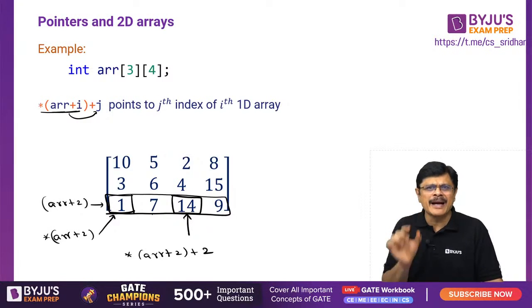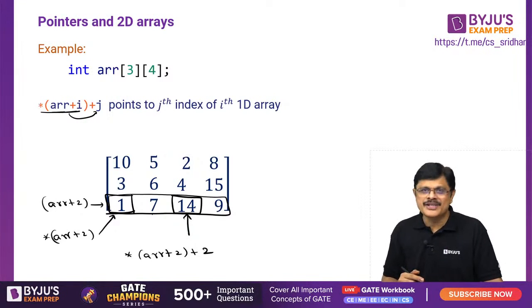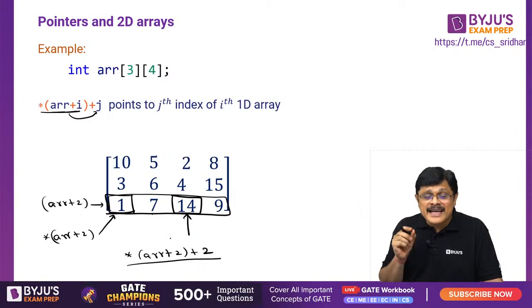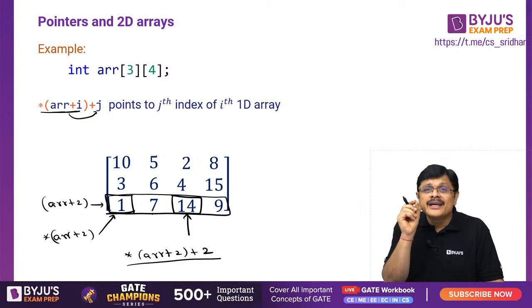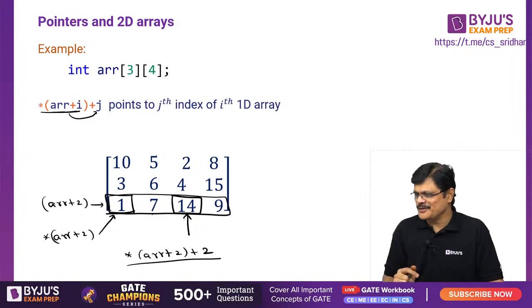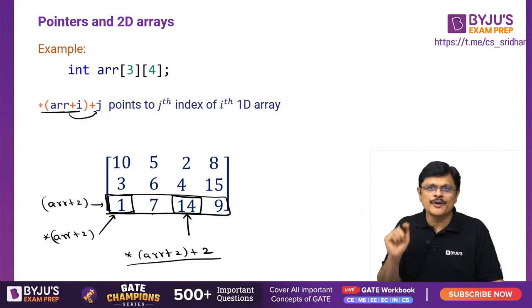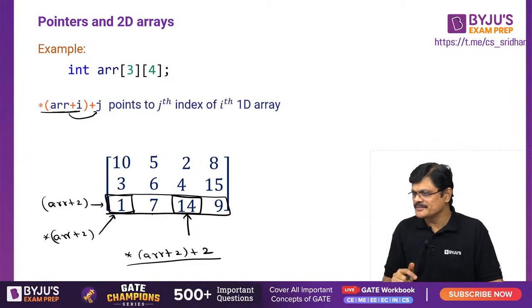If you draw this matrix diagram, you can easily understand what you are talking about. Hope you understand. So this fellow refers to what? In the second 1D array, the second index, starting from 0 index. Second 1D array, second index it refers to. All of you able to follow? Any doubt? Is it clear or not?